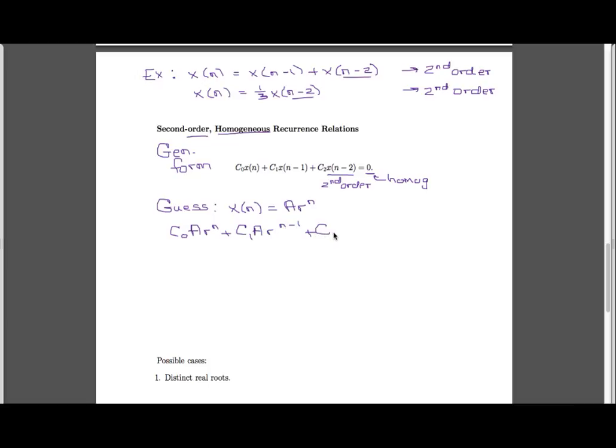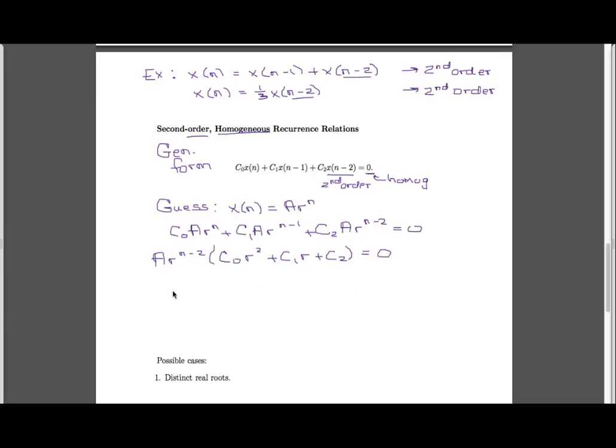And then the same thing with x of n minus 2: we'll have C2 a r to the n minus 2. All of that's equal to 0. So I can clearly factor out an a from all three terms here. I can also factor out the lowest power of r from everything, which in this case is r to the n minus 2. So I'm going to go ahead and do that. I'm left with C naught r squared plus C1 r plus C2.